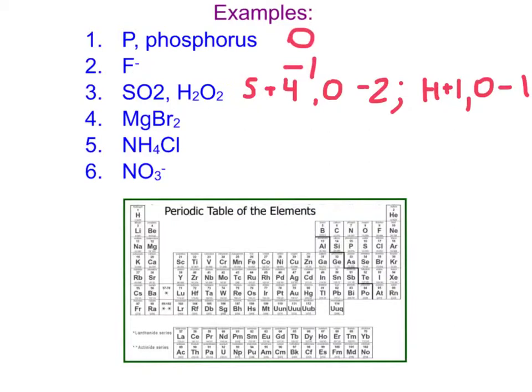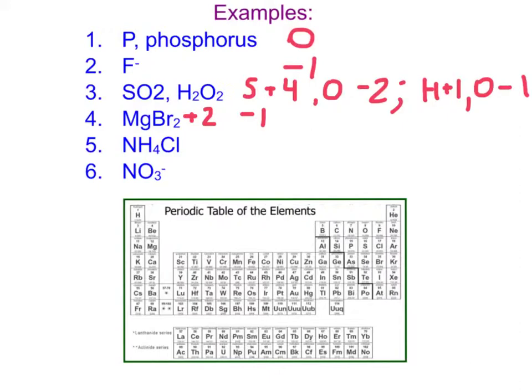Let's look at magnesium bromide right here. This is an ionic compound, and we are assigning oxidation states. Magnesium is +2, the bromide is -1, and just checking, it makes a neutral compound because there are 2 bromides, so 2 minus 2 is 0.